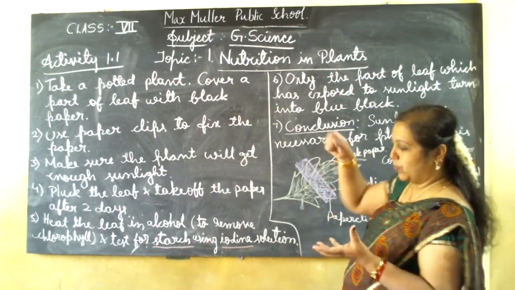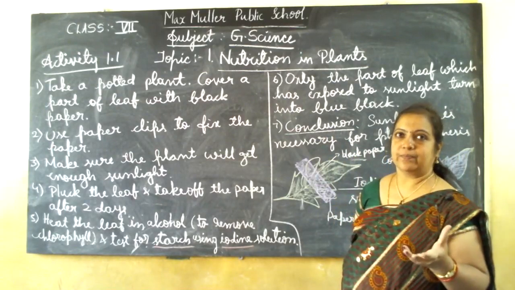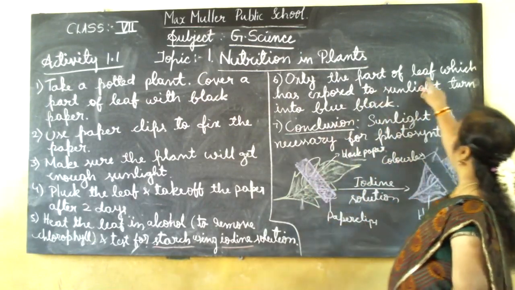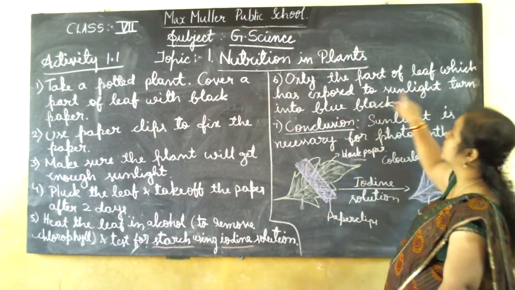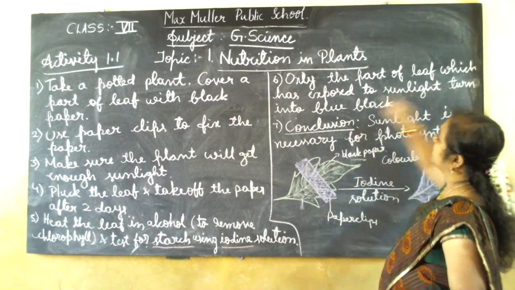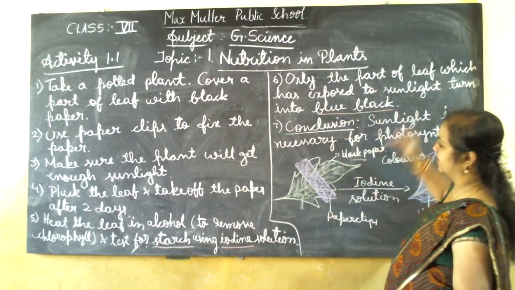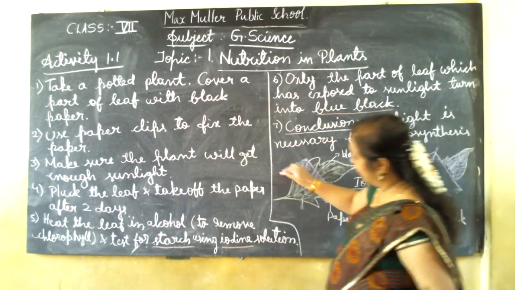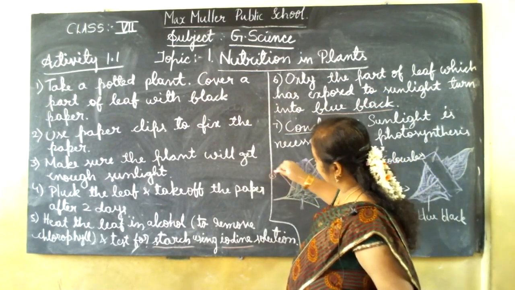When you pour the iodine solution over the leaf, what happens? Only the part of the leaf which was exposed to sunlight turns blue-black. See here, where it is exposed to sunlight. This part is exposed to sunlight.